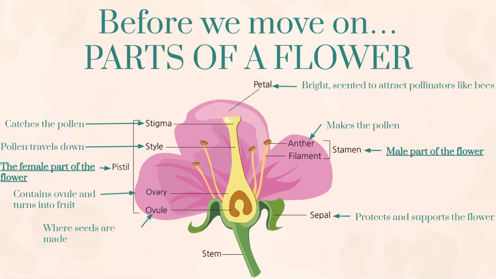The other parts include the sepal, which protects and supports the flower, and the petals, which are designed to attract insects like bees. The petals can also have special scents or colors for this purpose.